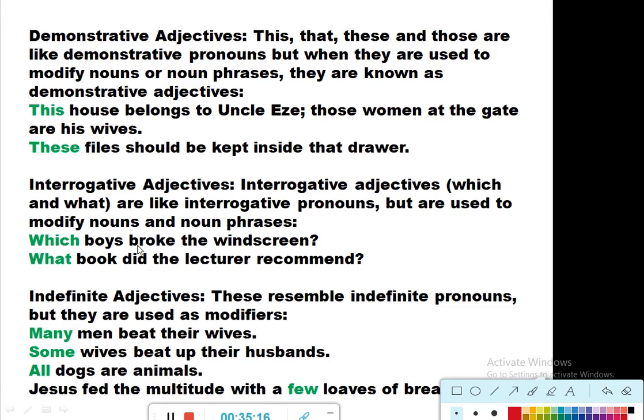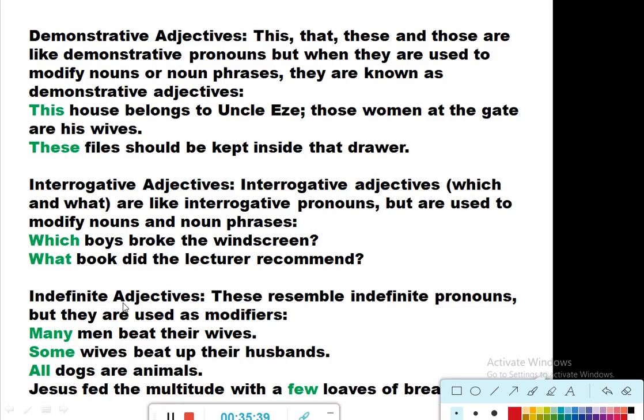Because it comes before a noun, it is an interrogative adjective. If we say, what is the name of the book, then we are using an interrogative pronoun. But when we say, what book did the lecturer recommend, it is an interrogative adjective.